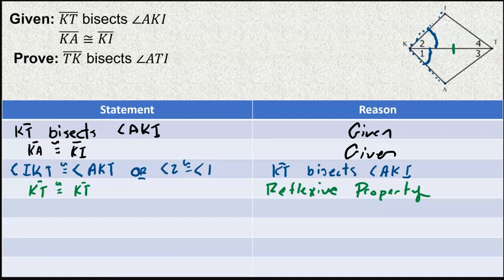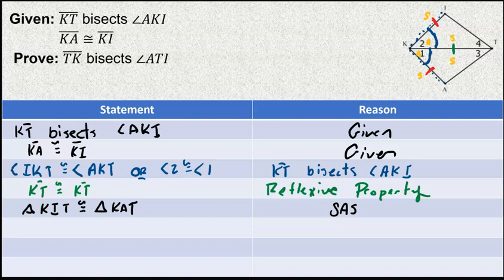So now, let me take an inventory of what I have. Okay, so I forgot to mark off KA and KI being congruent, so I snuck that in there. This is a side, this is an angle, and here's a side again. This is a side, this is an angle, and here's a side again. So, once again, these two triangles are congruent by side angle side. Alright, now comes the next part.